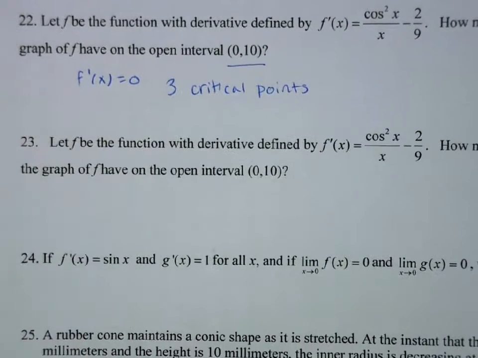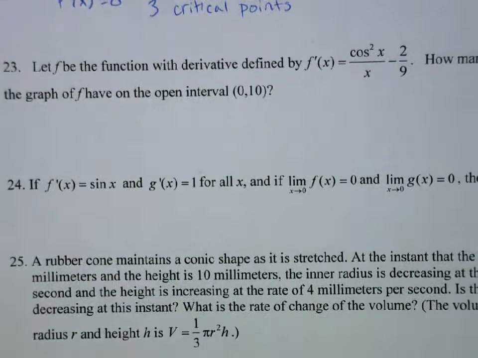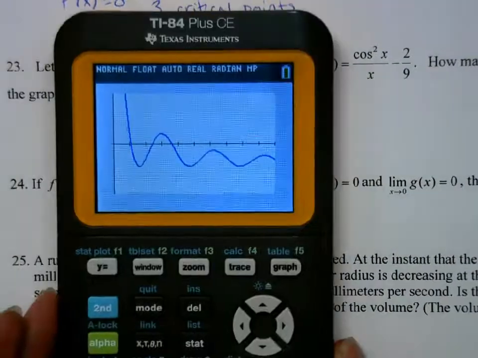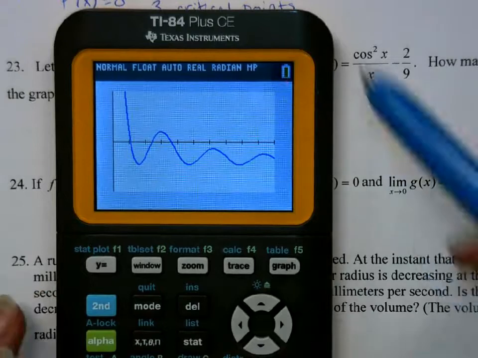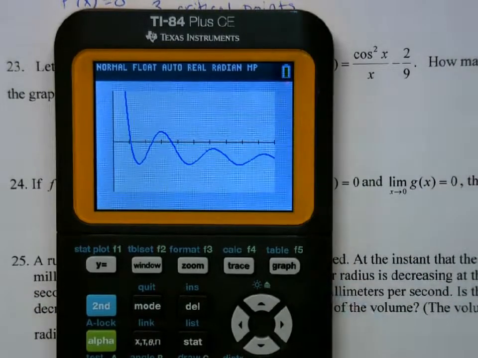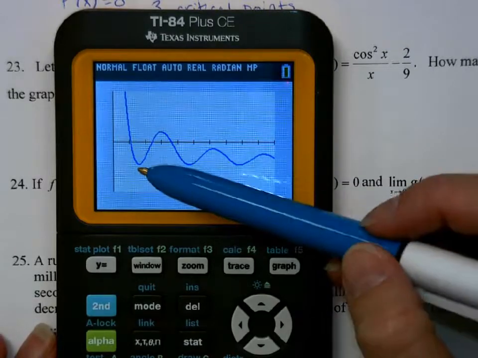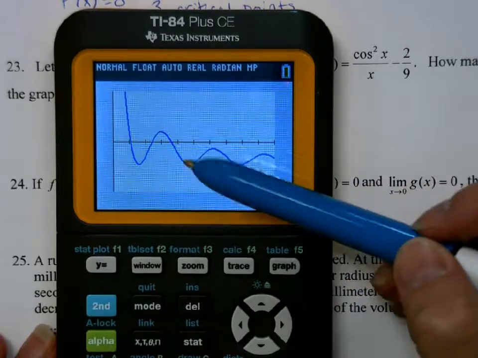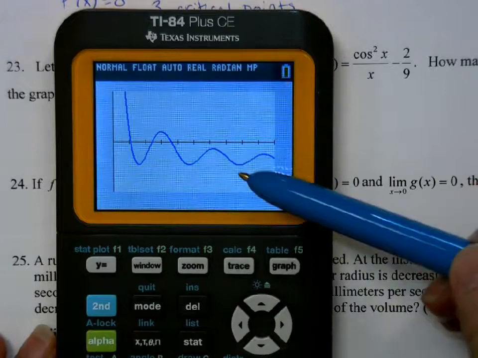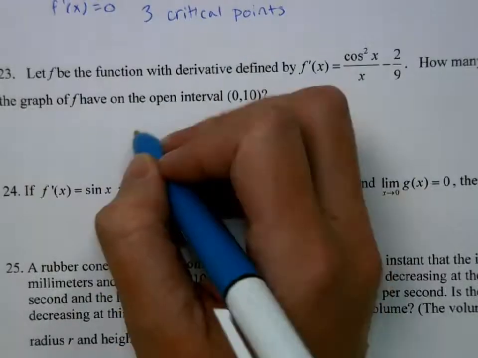Okay, same equation, and now we want to know how many points of inflection we have. So looking back at our graph, points of inflection are where the second derivative changes signs. So that's on this graph going to be the maximums and the minimums. So we're going to have 1, 2, 3, 4, 5, 6 different inflection points.